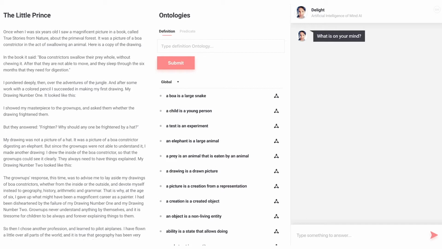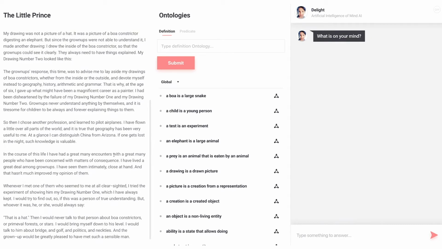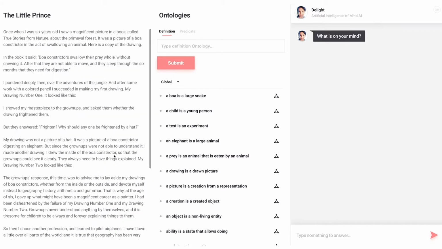What is on your mind? Right, what is on our mind? So you see as the left panel, the Little Prince, the text that you have all just read, I hope. And we're going to be going through that. All of these sentences have been given to Delight, to Mind, and we have formed canonical structures with all these sentences.